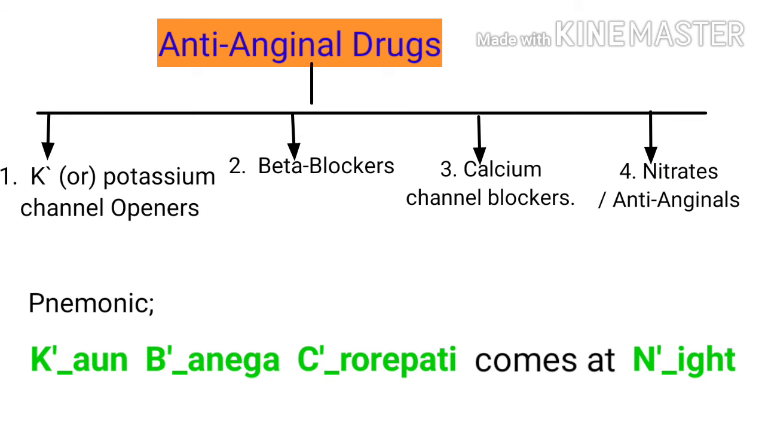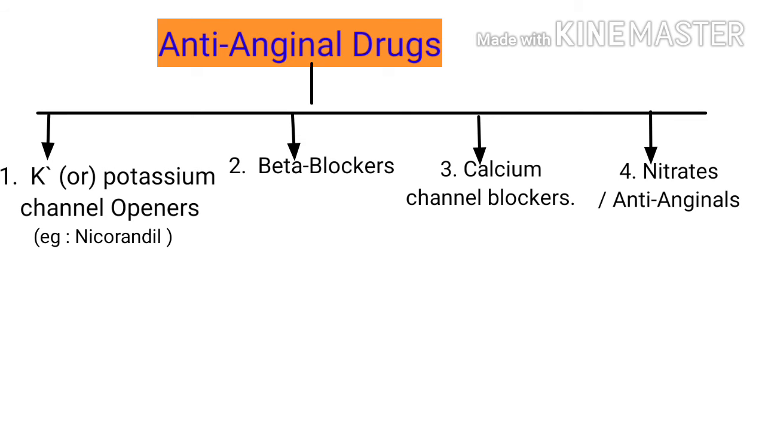Example of drug of potassium channel opener is nicorandil. For beta blockers you will have propranolol, atenolol. Now the third subclass, that is calcium channel blockers.